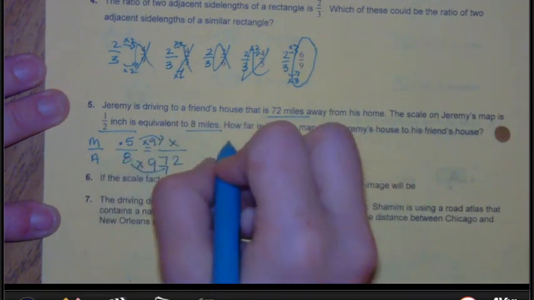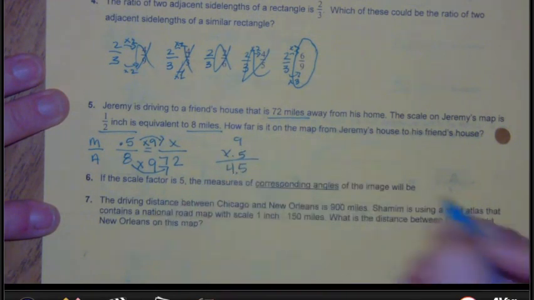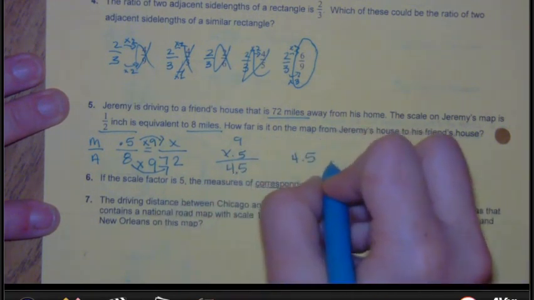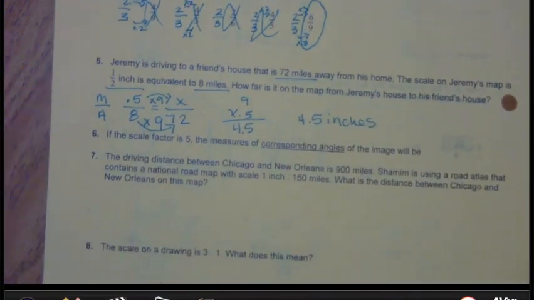So I'm going to do 5 times 9. And that's 45. Well, I have one decimal place. So on my map, it's 4.5 inches. 4.5 inches.